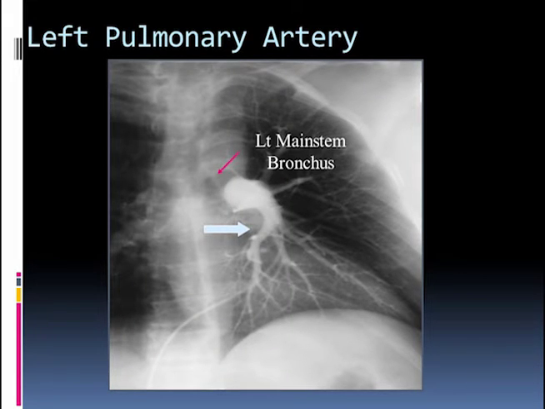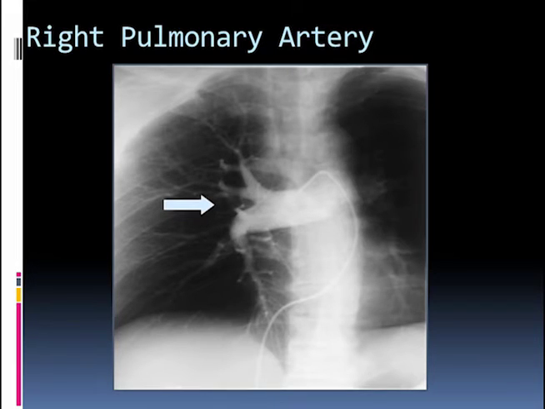Now, the pulmonary arteries, some people find it difficult. You have to keep looking to see the detail to be able to tell what's happening with the pulmonary arteries. Here is the left pulmonary artery. I have a catheter in that artery, and we've injected contrast. If you look, you can see the left mainstem bronchus, and you'll see that the artery is above that bronchus. The right pulmonary artery is injected here, and we can see that the bronchus is behind the pulmonary artery, and you can see that it's branching normally into the lung.